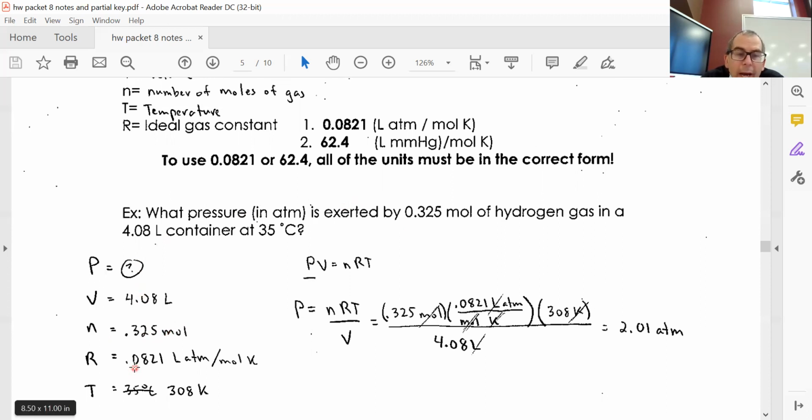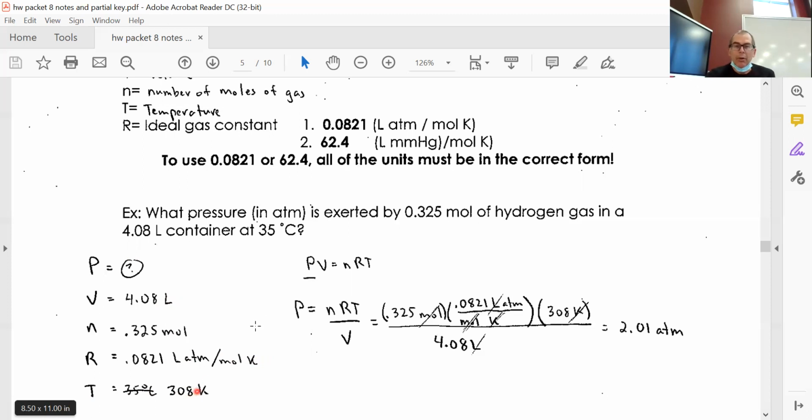Notice my R value: because the pressure is being found in atmospheres, I'm going to write 0.0821, and I write the liter atmospheres per mole K just to make sure my units are matching up. So for example, if I get a volume in milliliters, I'll have to convert it to liters to use this constant. Okay, I'm looking for atmospheres, so I chose this. I've got my moles, and K stands for temperature in Kelvin. And just like the combined gas law, we always need to use the Kelvin scale with the ideal gas law. So 35 degrees Celsius, I add 273, and it becomes 308 Kelvin.